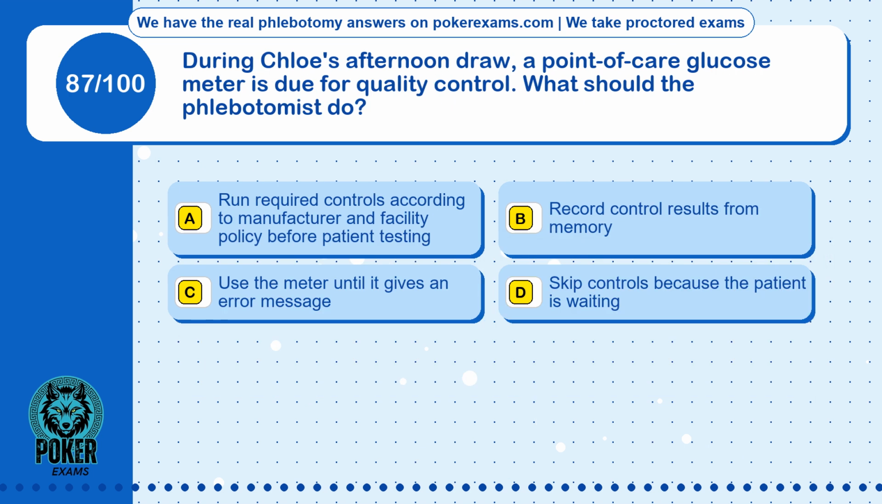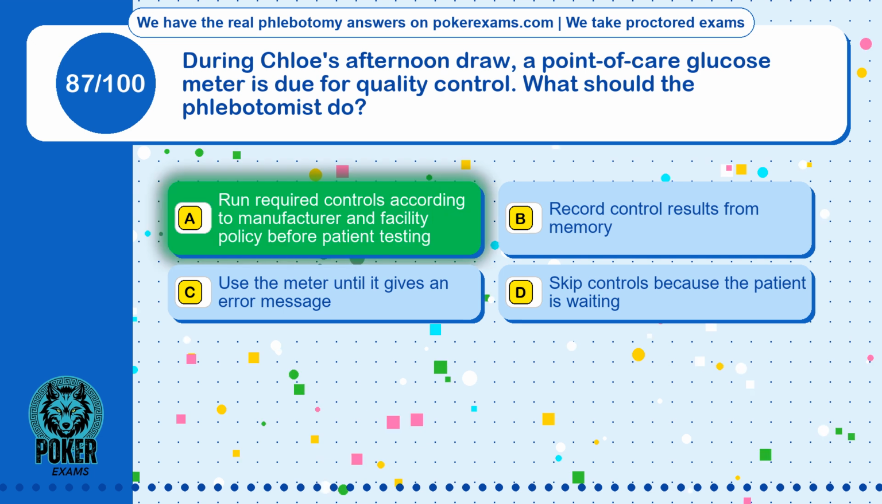Question 87. During Chloe's afternoon draw, a point-of-care glucose meter is due for quality control. What should the phlebotomist do? Option A. Run required controls according to manufacturer and facility policy before patient testing. Option B. Record control results from memory. Option C. Use the meter until it gives an error message. Option D. Skip controls because the patient is waiting.